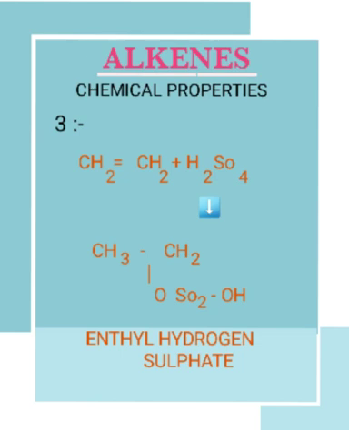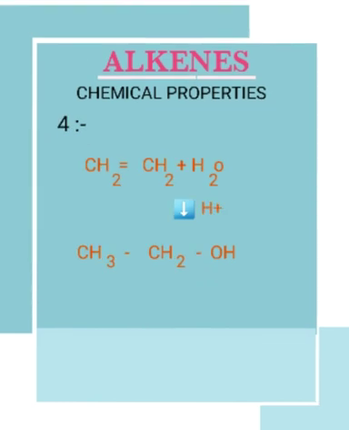Third chemical property, addition of sulfuric acid. Alkenes add sulfuric acid to give alkyl hydrogen sulfate as the product. This reaction also follows Markovnikov's rule, whether the alkene used is symmetric or unsymmetric.